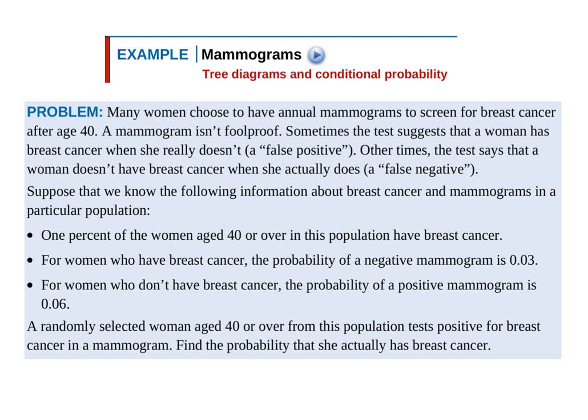Suppose that we know the following information about breast cancer and mammograms in a particular population. 1% of the women aged 40 or over in this population have breast cancer. For women who have breast cancer, so of those 1%, the probability of a negative mammogram is 3%. For women who don't have breast cancer, the probability of a positive mammogram is 6%. So, a randomly selected woman, age 40 or over, from this population tests positive for breast cancer in a mammogram. Let's find the probability that she actually has breast cancer.